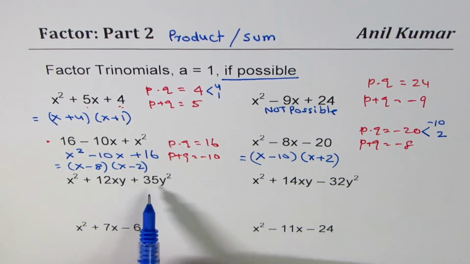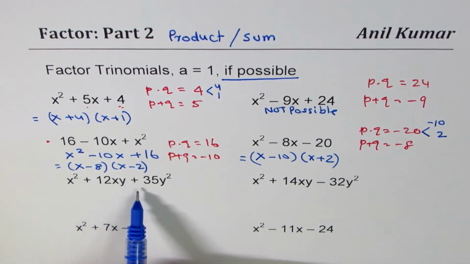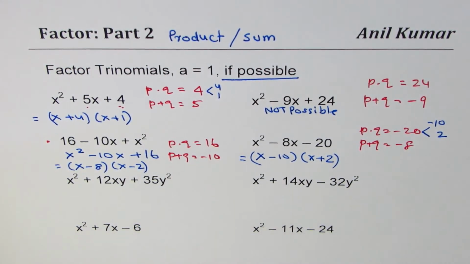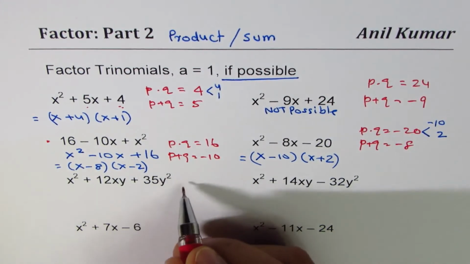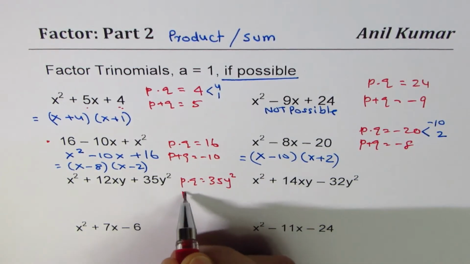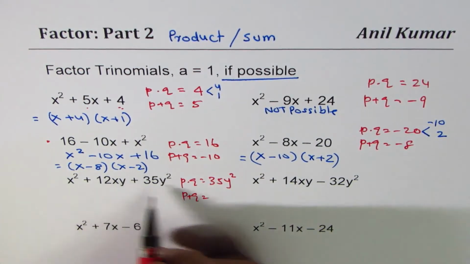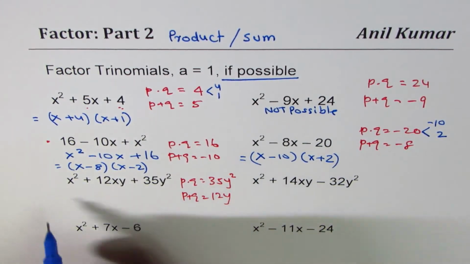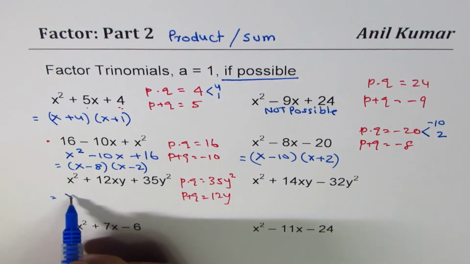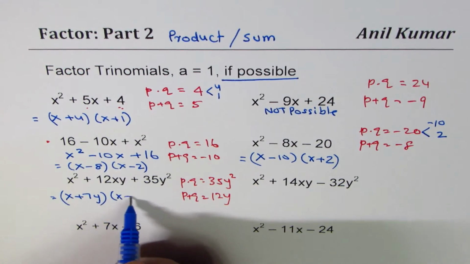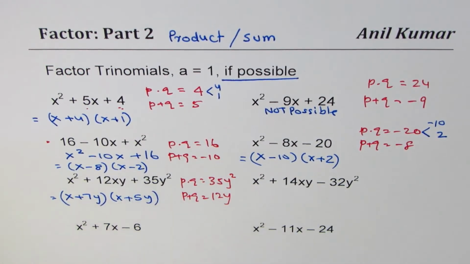Now here we have x squared plus 12xy plus 35y squared. So we're looking for a product of what? 35y squared, right? So the product should be 35y squared and the sum should be 12y, correct? 7 times 5 works for you. So we'll write (x + 7y) and (x + 5y). Perfect.